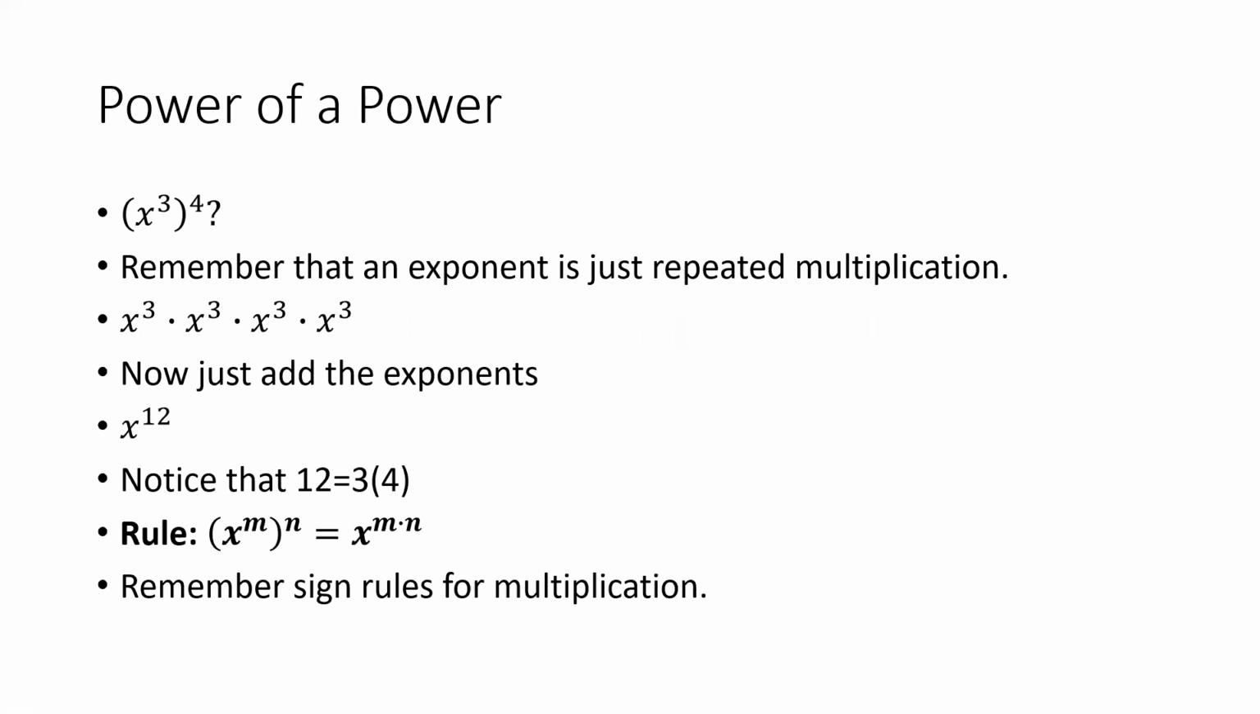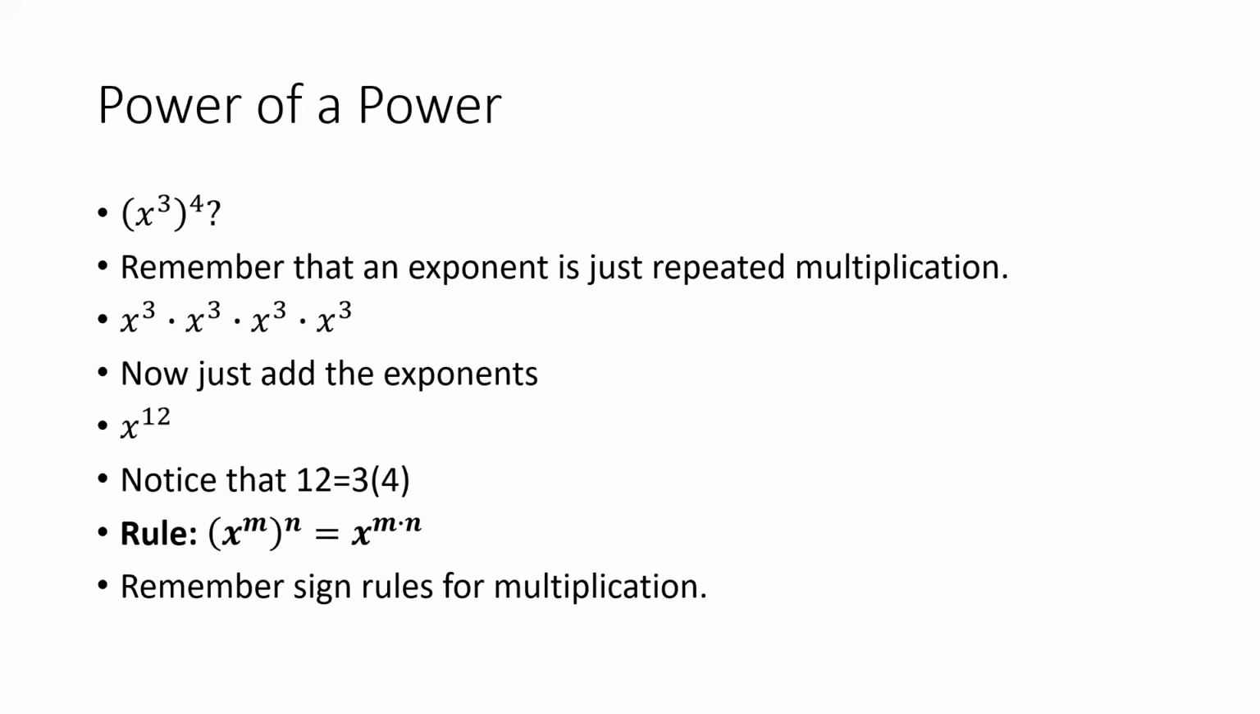Remember that an exponent is just repeated multiplication, right? So x to the third times x to the third times x to the third times x to the third, right? You repeat x to the third times itself 4 times. That's what that means. That makes sense? And now when you're multiplying things that have the same base, you add the exponents. So 3 plus 3 plus 3 plus 3 is 12. So it would be x to the 12th. That makes sense? Very good.